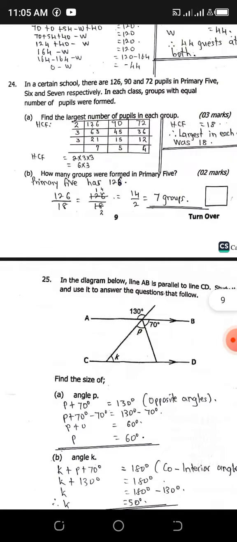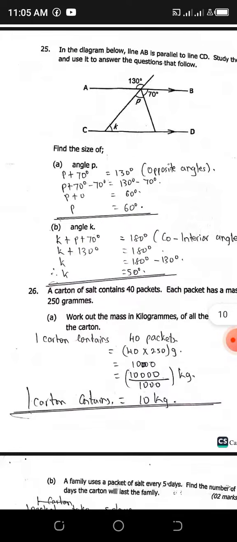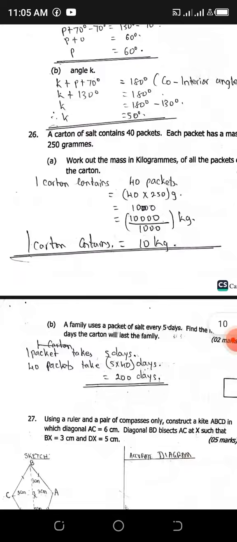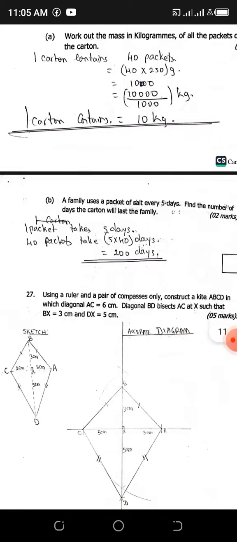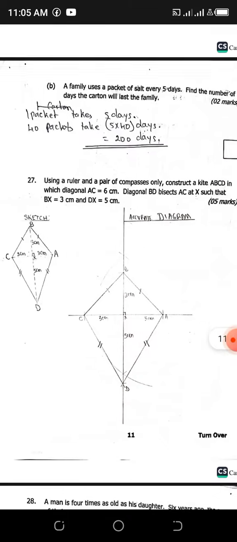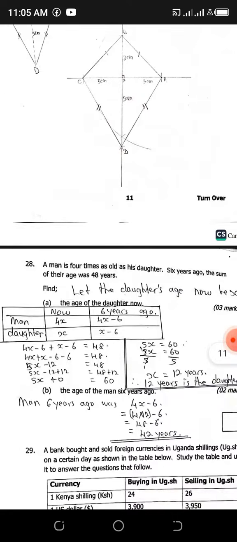It is still about angles. So everything we are just looking at, but I will explain in detail each and everything. Then question number 27 was construction of a kite. So this is how we managed to draw ours. Okay, we proceed. This was just about years. A man is 4 times as old as his daughter. 6 years ago, the sum of their ages was 48. Find the age of the daughter now.